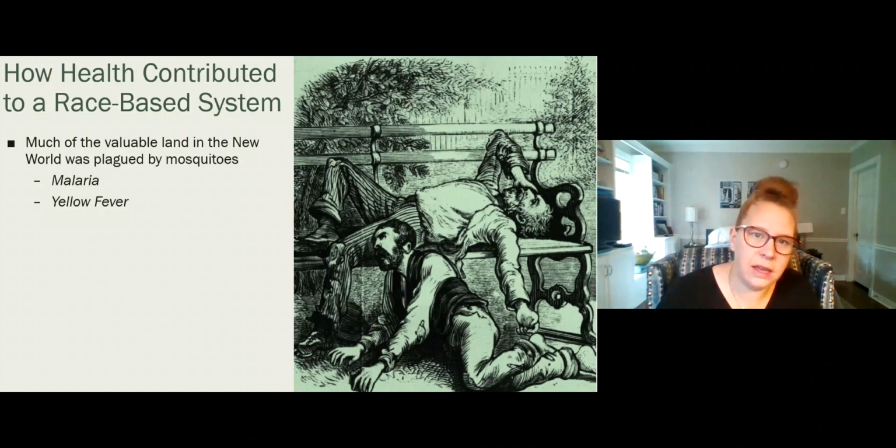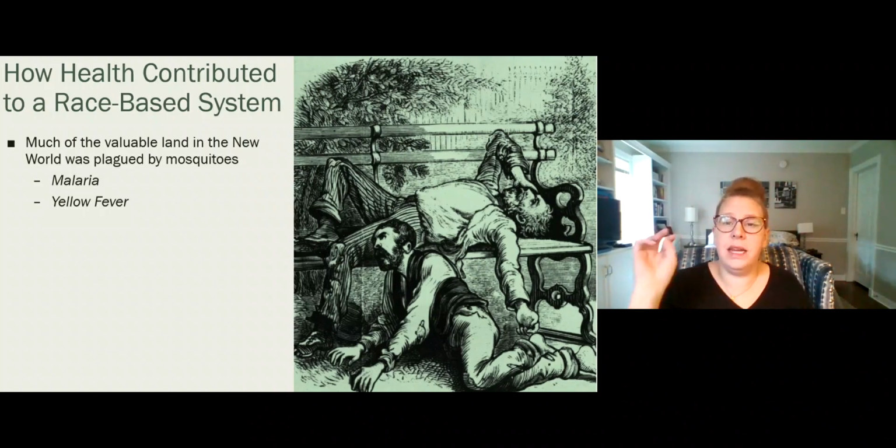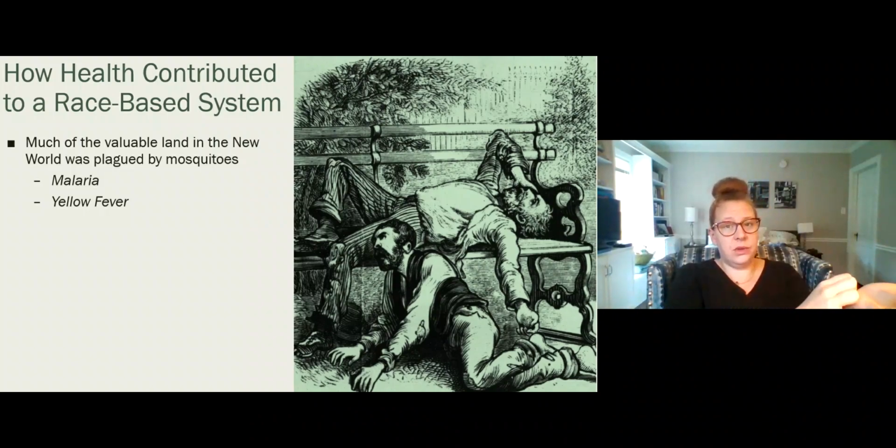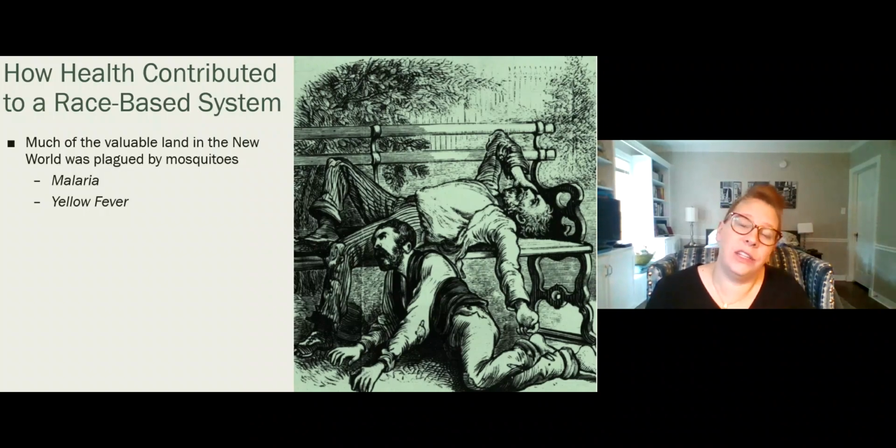So most of the valuable land in the New World, in the Caribbean, even up in Virginia, in Brazil, were plagued by mosquitoes, by what's called hemorrhagic fevers, okay? So this mosquito bites you, gives you the virus, and usually you end up with flu-like symptoms, but it's an infection in your blood. It also gets in your brain. And malaria and yellow fever are the most common, most discussed versions of hemorrhagic fever that killed probably the most people during this time period.